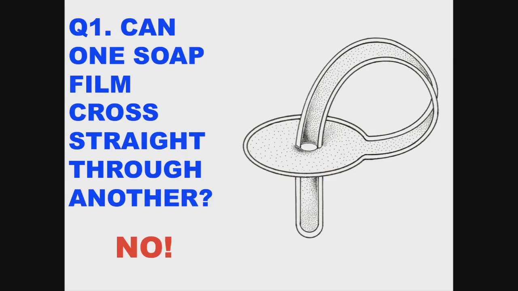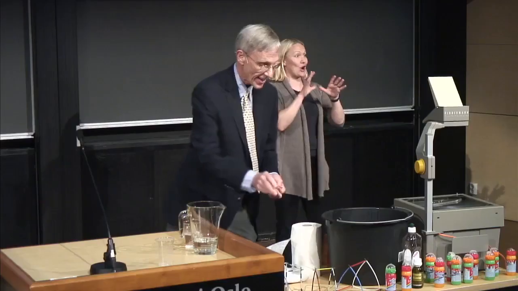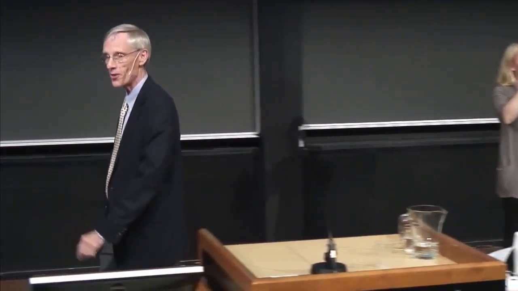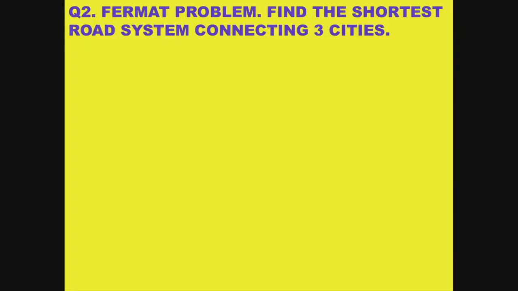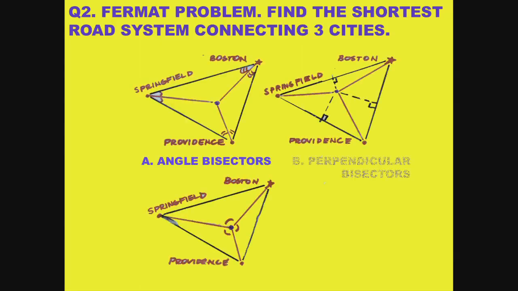Well, now, if you didn't get that question right, don't worry. The goal here is to get at least one question right today. And we'll go right on to question number 2, a kind of one that's related to high school geometry, Fermat's problem, which is to find the shortest road system connecting the 3 vertices of a triangle. So we want to use the least amount of concrete, and the question is where to put the central junction.